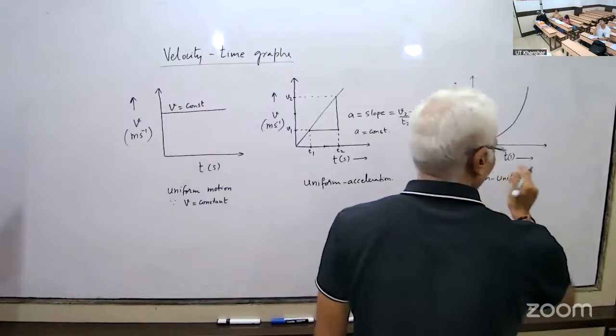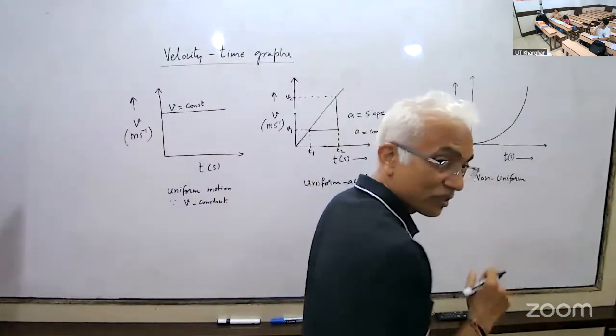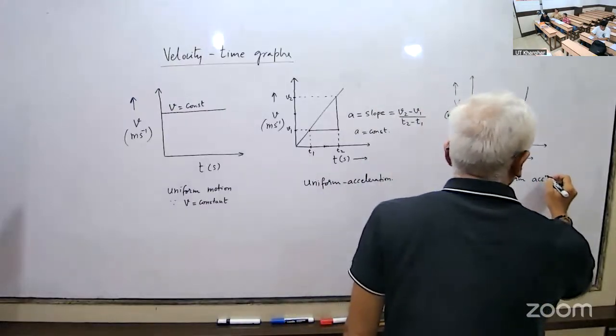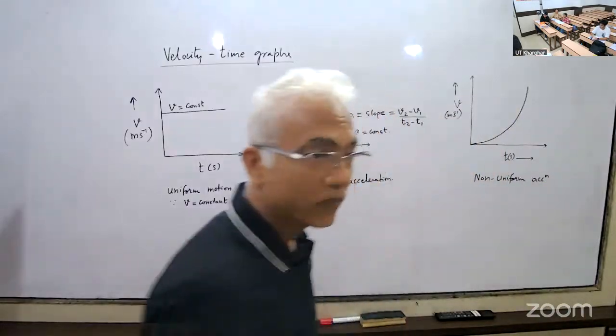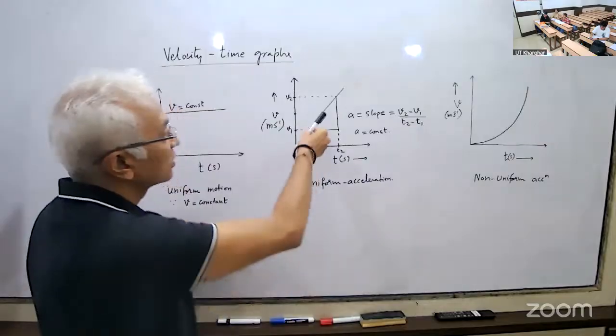Good. So now you are able to figure out. Similar looking graph, but it conveys different information. Okay? Non-uniform. Understood? So what is the slope here? Here the slope was constant.